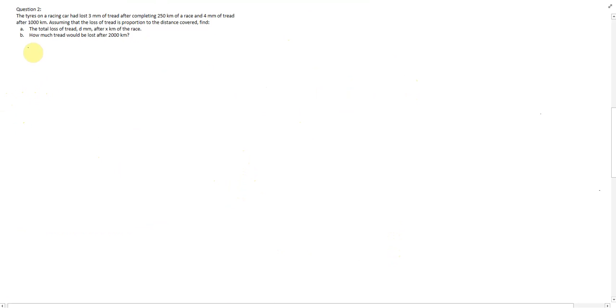So here we go, question 2. The tyres on a racing car had lost 3 millimeters of tread after completing 250 kilometers of a race, and they'd lost 4 millimeters of tread after 1,000 kilometers. Assuming that the loss of tread is proportional to the distance covered, what that means is that's linear. We're talking a linear equation here. Find the total loss of tread, d millimeters, after x kilometers of a race.